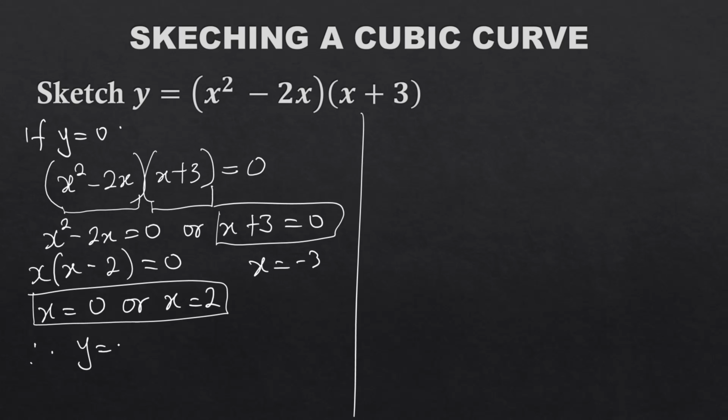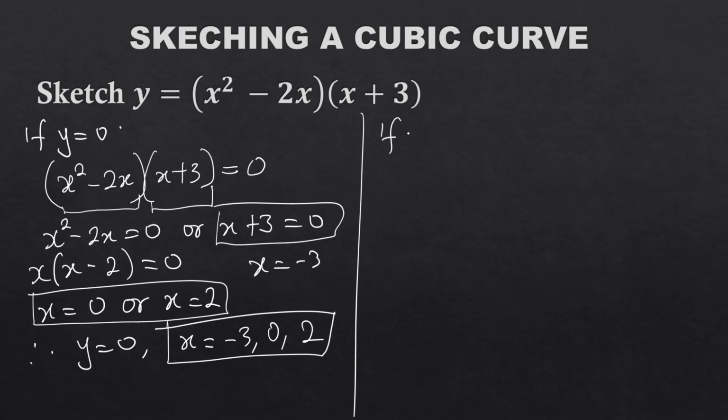Therefore, when y is 0, x is minus 3, 0, and 2. These are the x-intercepts for this polynomial. Now that I have achieved that, the next thing I'm going to ask myself is, if x is 0, which I didn't do immediately in the first part. So you see, this is my second step right now.